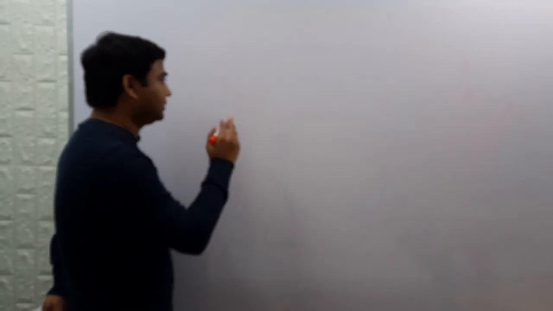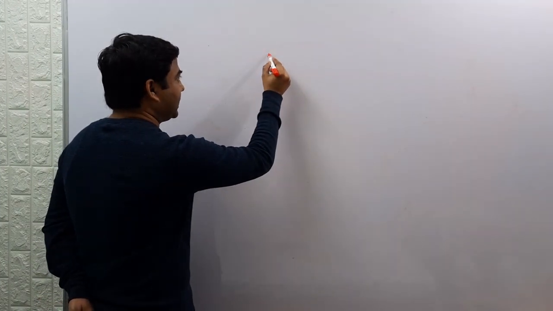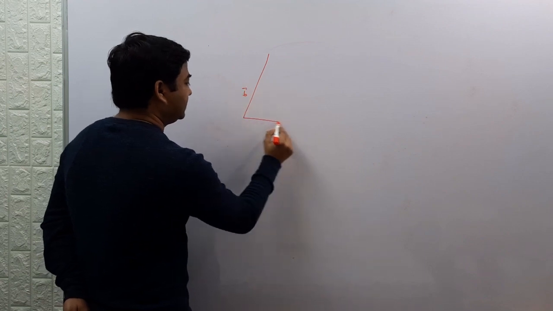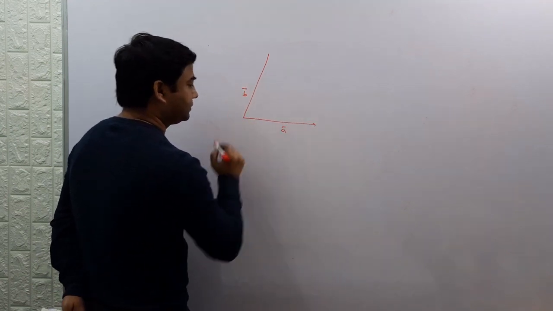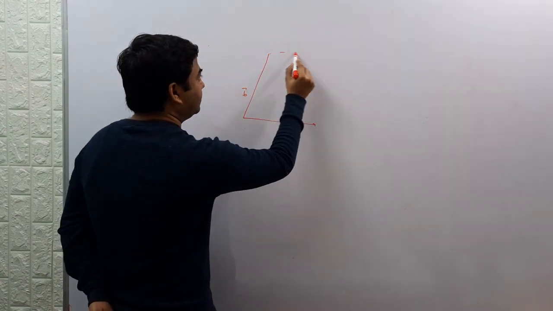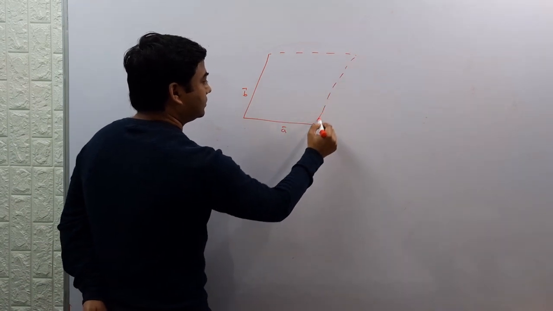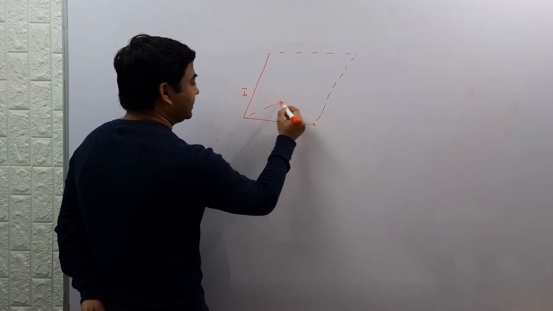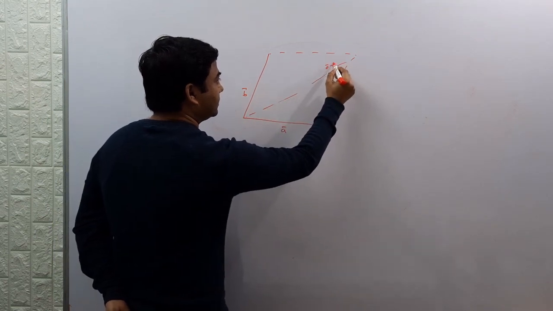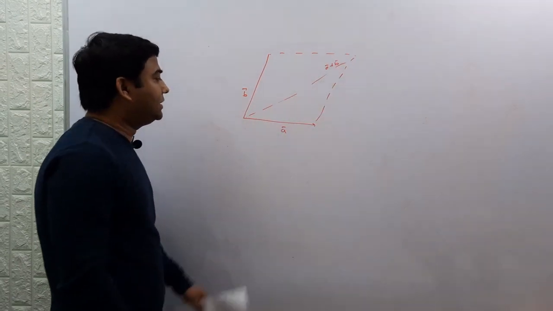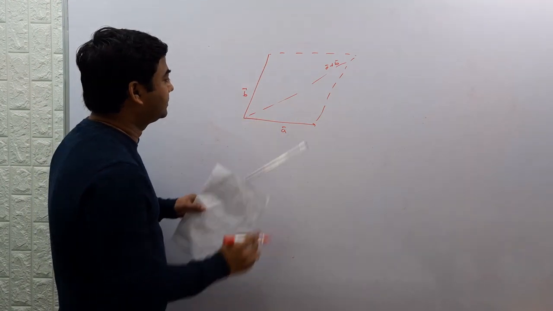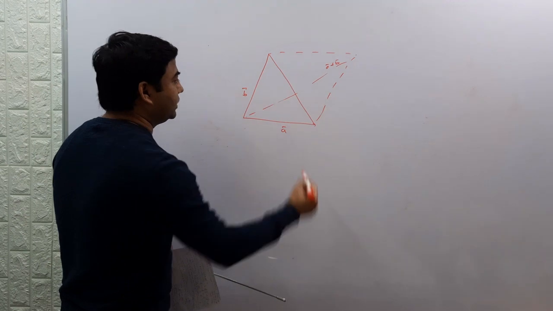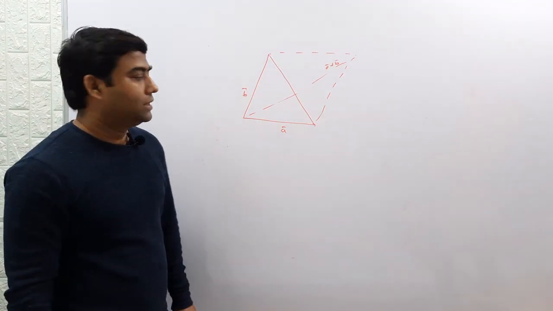Similarly, you can subtract the vector using parallelogram law. Let this be vector b, let this be vector a. Complete the parallelogram. Here you know this was the vector a plus b. There is another diagonal, this. So this diagonal will be equal to a minus b or b minus a.